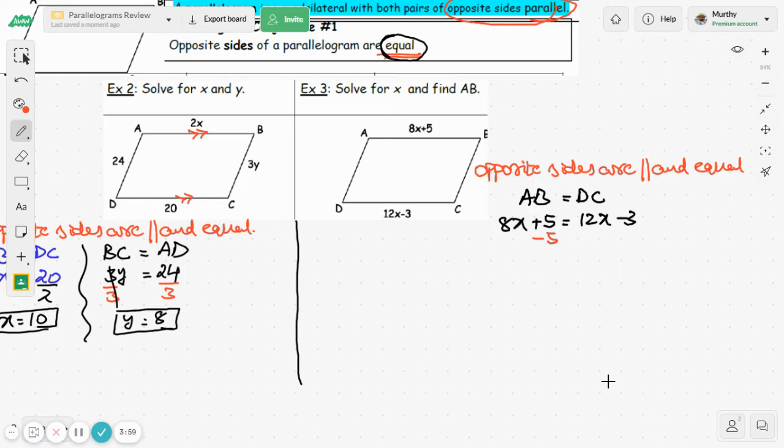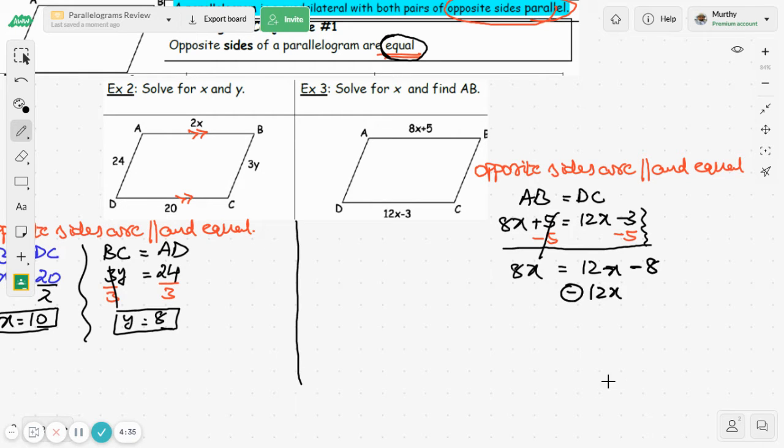So I'm going for inverse operation. So negative 5 on both sides. Positive and negative, they get cancelled. 8x equals 12x minus, negative 3 and negative 5, that gives you negative 8. Now what next? It is 12x. My bad, so let me write it again. So 12x minus 8.